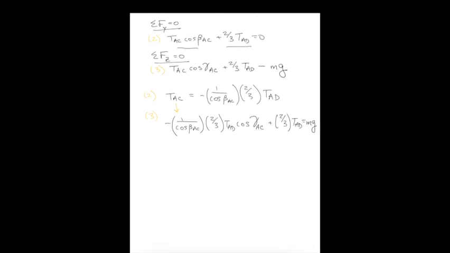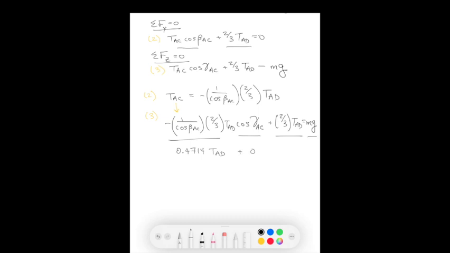And now I want to solve for all of these values. I'm going to compute these values. So when I do that, I see that's 0.4714 plus 0.667 equal to 100 times our gravitational constant. So I can now see that TAD, when I solve for it, is equal to 862 newtons. So after I solve for TAD here.